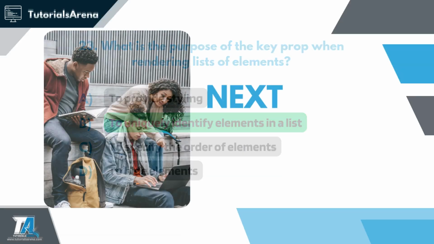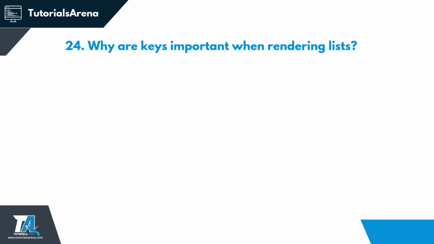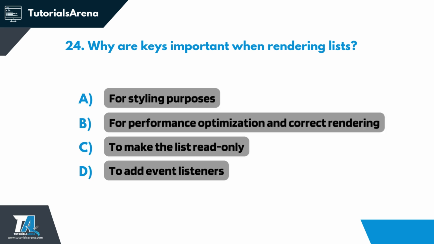Moving on to the next question. Question 24. Why are keys important when rendering lists? The options are option A, for styling purposes. Option B, for performance optimization and correct rendering. Option C, to make the list read only. Option D, to add event listeners. The correct answer is option B, for performance optimization and correct rendering.